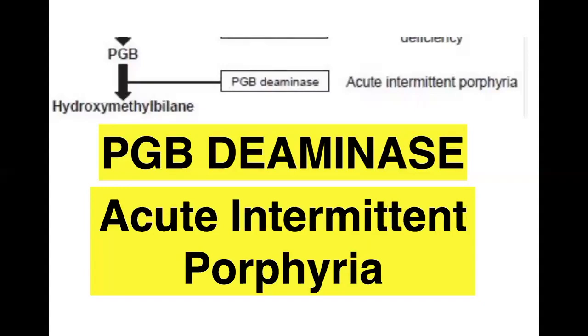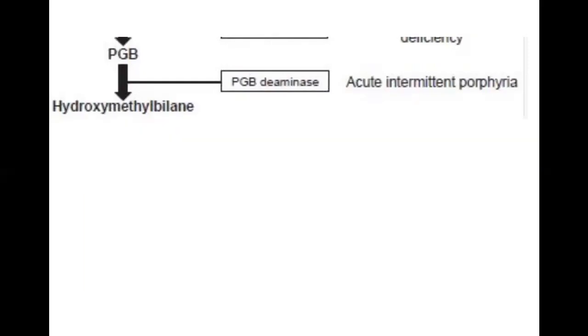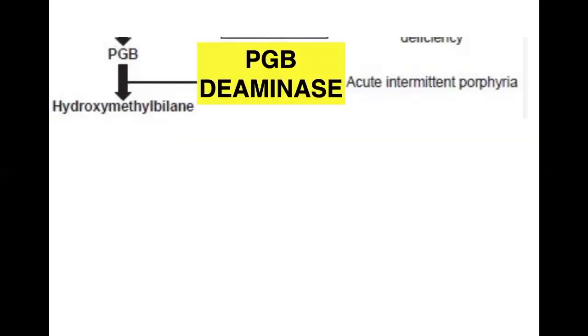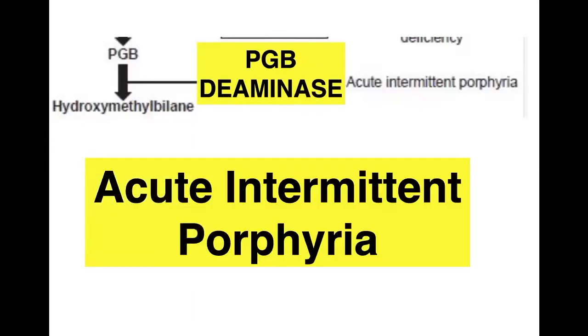Now, why am I highlighting this? Because deficiency of PBG deaminase leads to what clinical condition? It leads to acute intermittent porphyria. So deficiency in PBG deaminase leads to acute intermittent porphyria. Okay, so this is the enzyme PBG deaminase. Disease, acute intermittent porphyria.